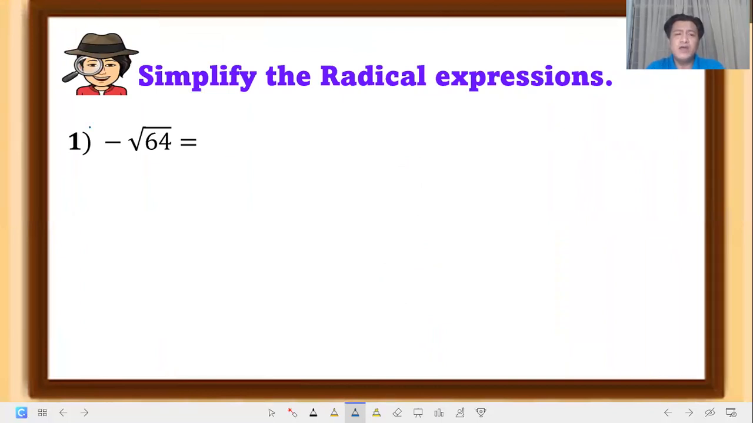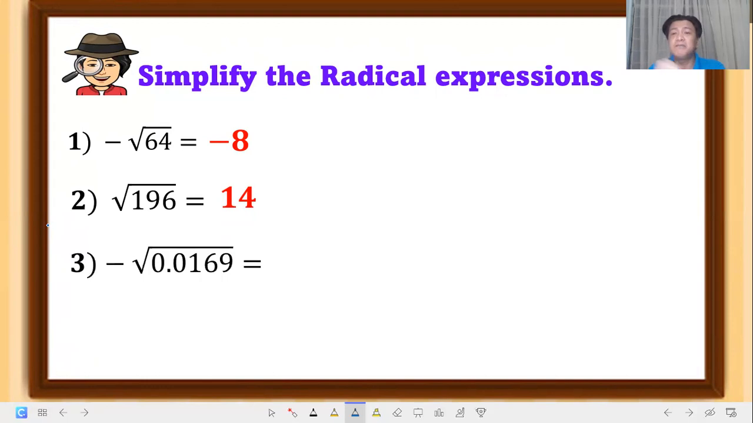Okay, so with that, we are going to simplify the radical expressions. Let's have negative square root of 64. Kapag nilabas natin yung square root ni 64, 8 yon, di ba? Since may negative sa labas ng radical sign, i-multiply natin. Kaya nga, the simplified is negative 8. How about the square root of 196? Remember, this is a perfect square. Kaya 14 po siya. Always remember, that is perfect.